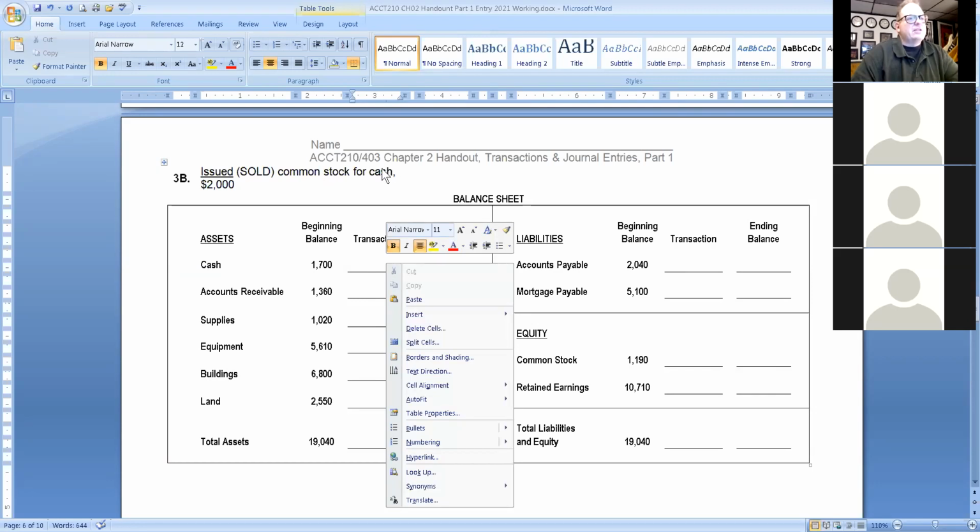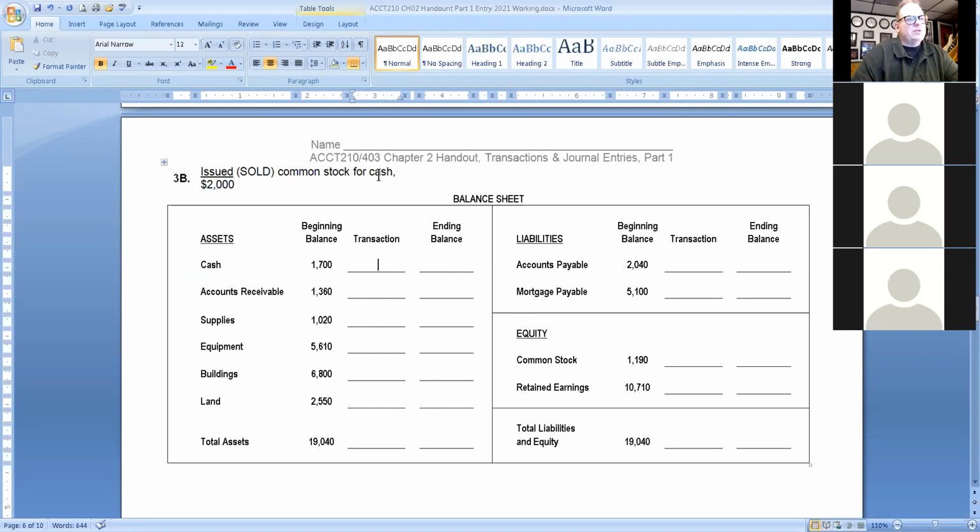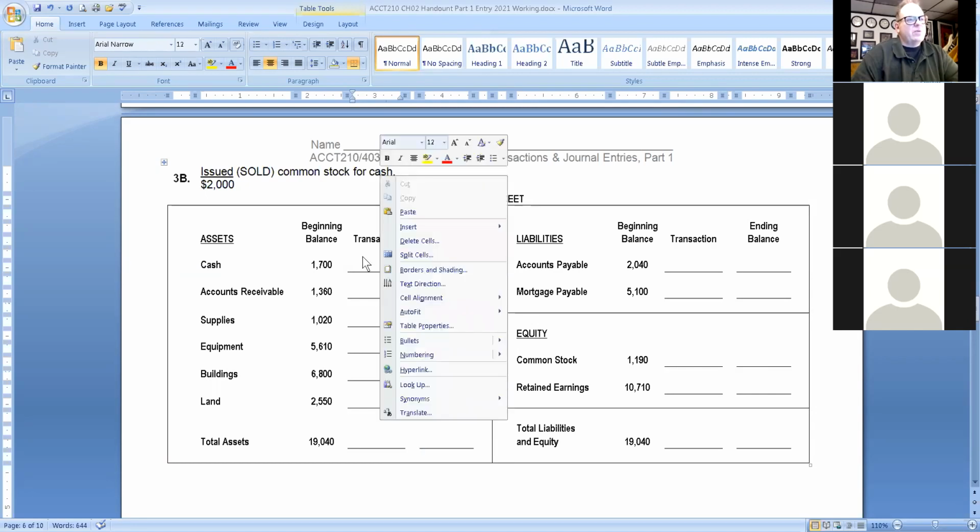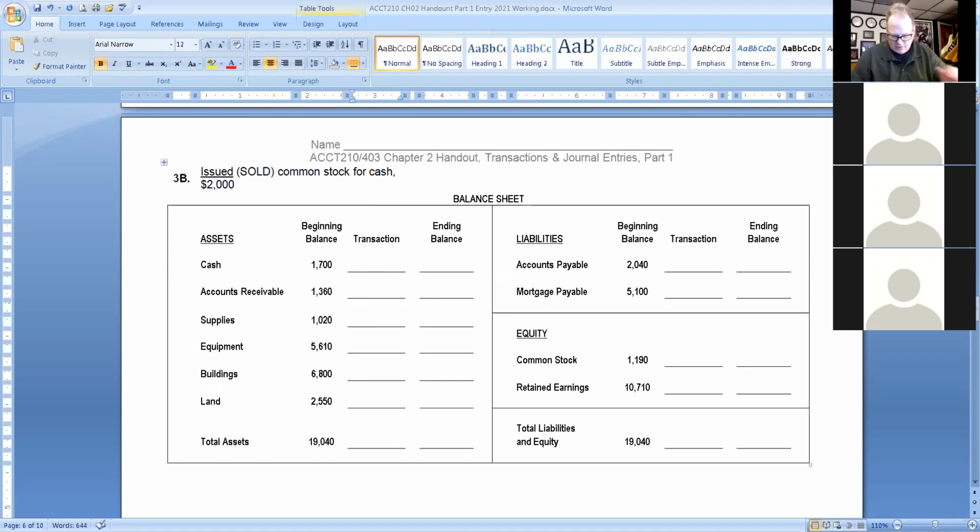Let's see the cash. Cash is going to be the easy one. So we sold the stock. We got cash. So our cash went up or down? If you sell something, what happens to your cash? Goes up. Yep. So our cash went up by 2,000. Well, I'll do that later.